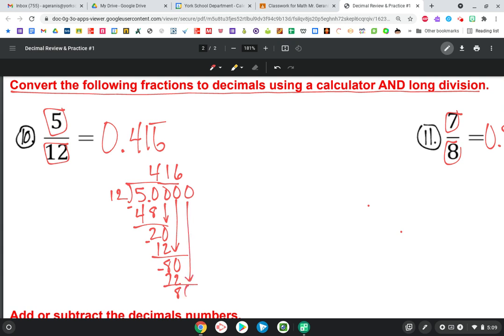Bring down an invisible 0. And we see we have 80 again. We have 80 twice, which means this is a repeating decimal. So we can stop here, draw in our decimal and our 0, put a line over the 6, and we get the same answer as we did with the calculator.